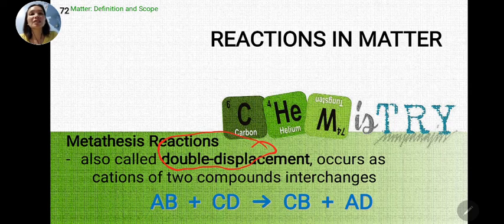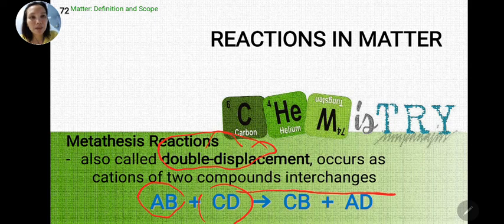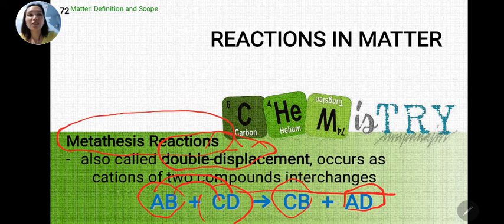So, it occurs as cations of two compounds interchange. So, before we have AB plus CD. Now, nagkaroon ng double replacement or double displacement. Naging si A at saka D at si B at si C. So, CB plus AD. So, dalawa yung napalitan, dalawa yung nagpalitan. So, that is why we are calling it a double displacement, which are also called metathesis reactions.